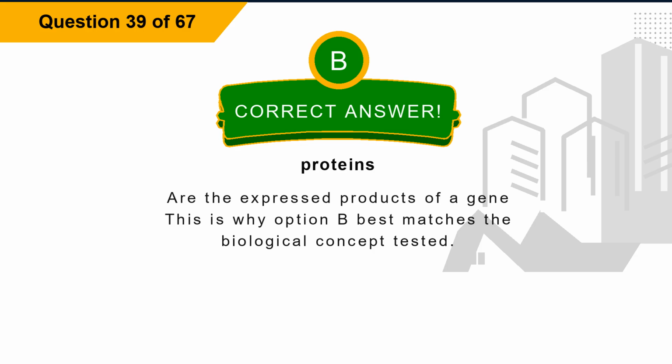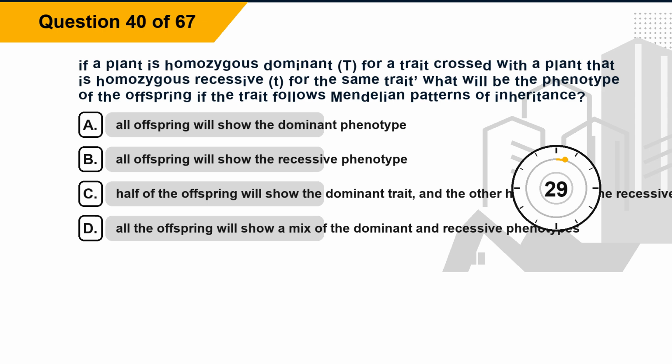This is why option B best matches the biological concept tested. Question 40. If a plant is homozygous dominant, TT, for a trait crossed with a plant that is homozygous recessive, tt, for the same trait, what will be the phenotype of the offspring if the trait follows Mendelian patterns of inheritance? Option A, all offspring will show the dominant phenotype.